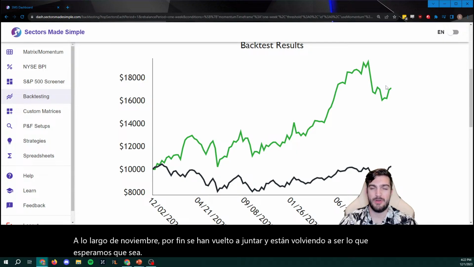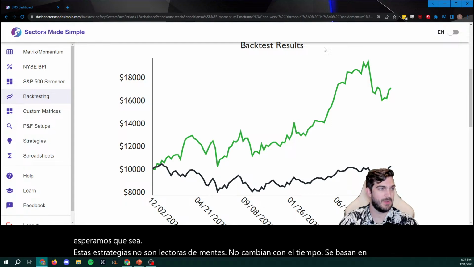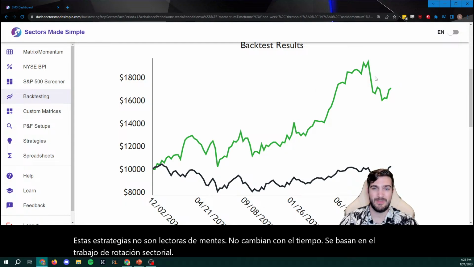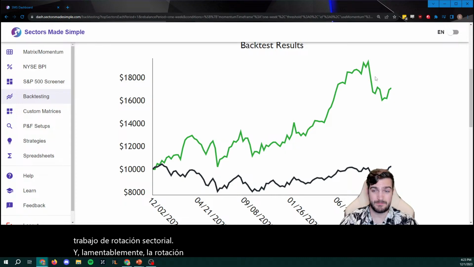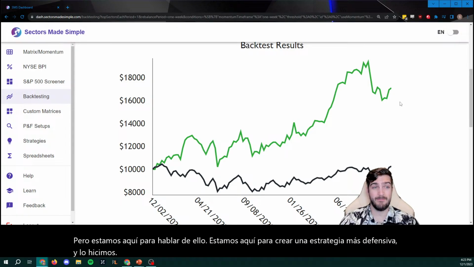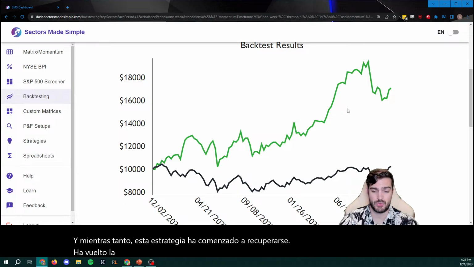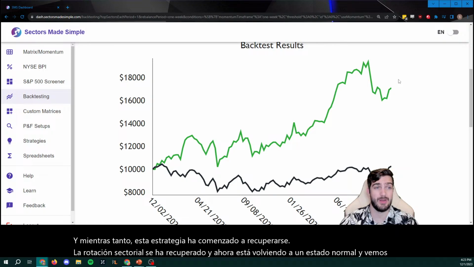These strategies are not mind readers. They don't change over time. They rely on sector rotation working. And unfortunately, sector rotation fell apart. But we are here to talk about it. We were here to create a more defensive strategy, which we did. And in the meantime, this strategy has begun to recover. Sector rotation has come back together and is now returning to a normal state. And we see that the strategy is beginning to trend upward again.